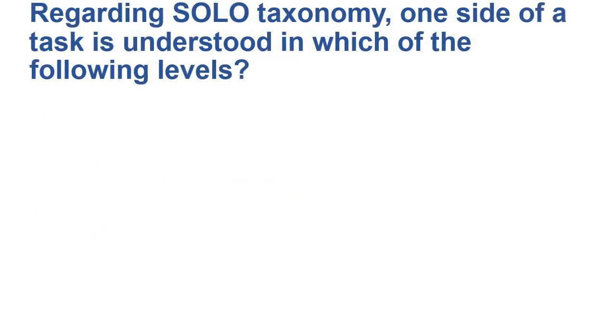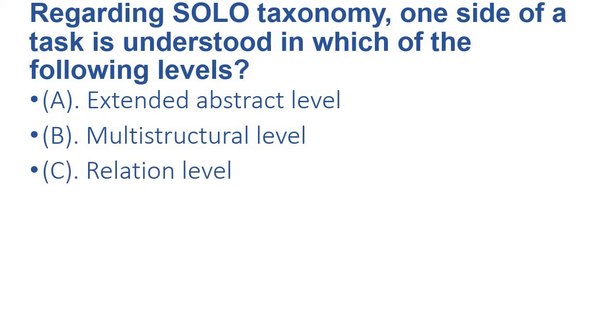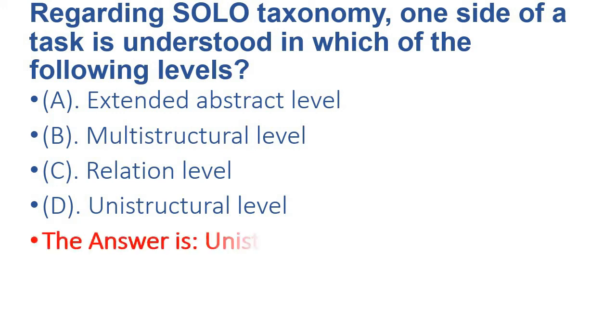Regarding SOLO taxonomy, one side of a task is understood in which of the following levels? A. Extended abstract level. B. Multistructural level. C. Relational level. D. Unistructural level. The answer is unistructural level.